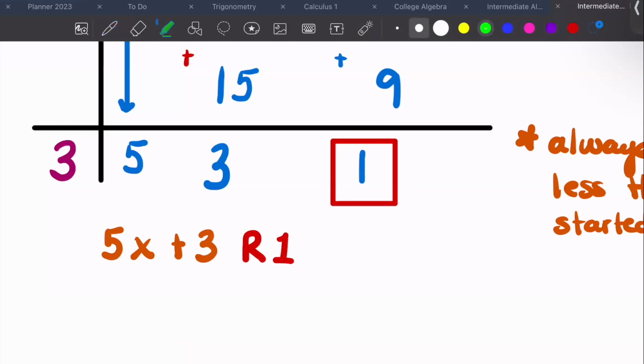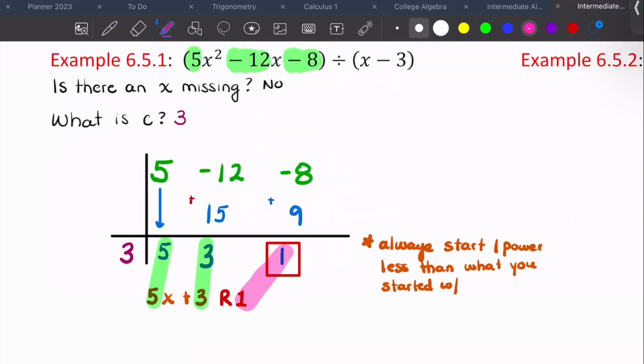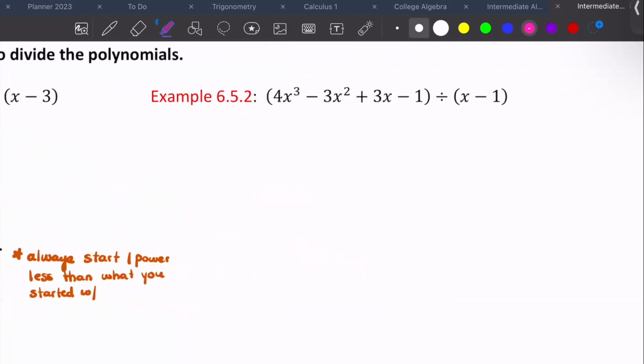So this is where you got your 5 and your 3 from. Here's where you got your remainder from. That last one's always your remainder. And that's it, you're done. See how much quicker that was? All right, let's practice some more.